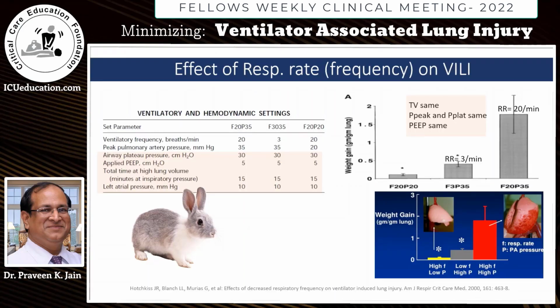A less commonly appreciated fact is that respiratory rate can also cause ventilator-associated lung injury. Hotchkiss did this experiment where he ventilated two sets of rabbits, giving them the same tidal volume, same peak and plateau pressures, and same PEEP. One was ventilated with a respiratory rate of 3 and the other with a respiratory rate of 20. What he found was that the evidence of lung injury in the form of weight gain, edema of the lungs, etc., was much, much higher with a higher respiratory rate than with a lower respiratory rate.